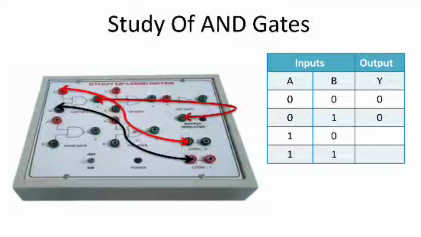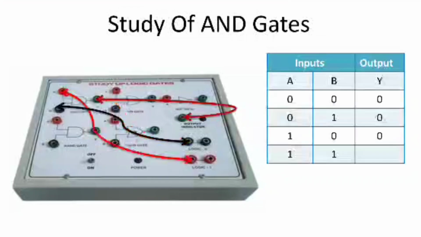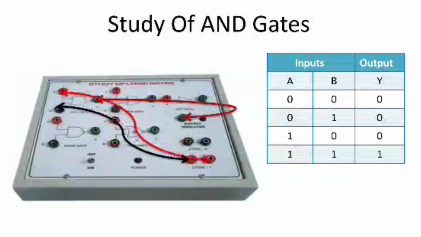Now, third condition comes when A is 1 and B is 0. Now, let's connect A to the logic 1 and B to the logic 0. Now, output Y is again 0. The last condition is when both inputs are 1 and connect Y to the output terminal to get output 1. So, from this truth table we can observe when all inputs are high, output remain high. If any of the input is low, then output is low. This is the truth table of logic AND gate.